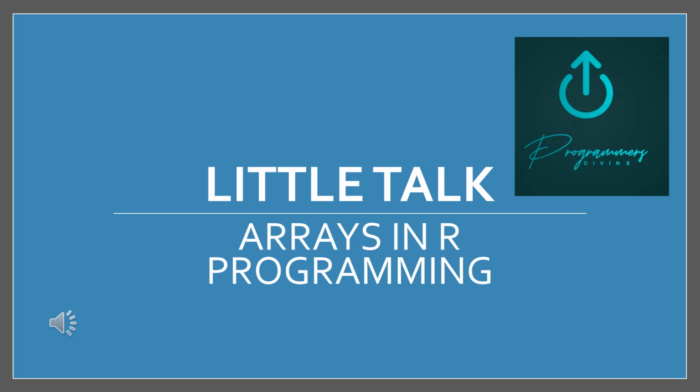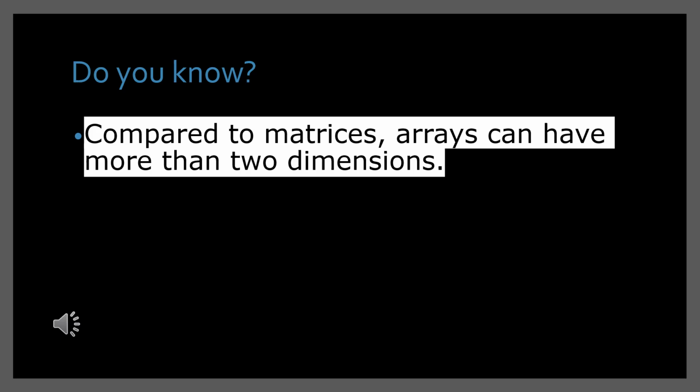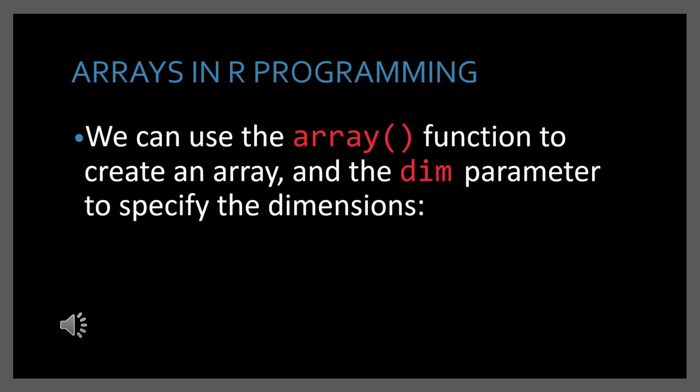This section is about arrays. We are going to see about arrays in R programming. Do you know, compared to matrices, arrays can have more than two dimensions in the R programming language. To create an array, we can use the array function, array(), with empty parentheses, and the dim parameter to specify the dimensions. Dim is simply short for dimensions.